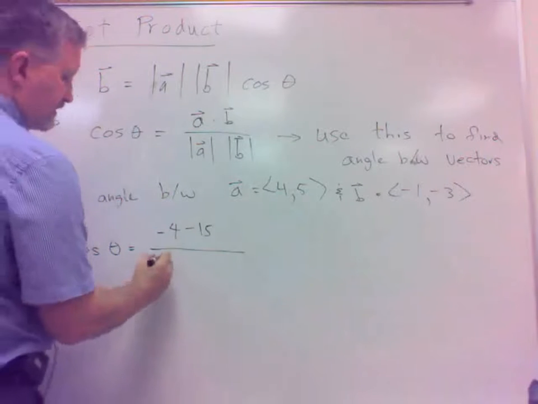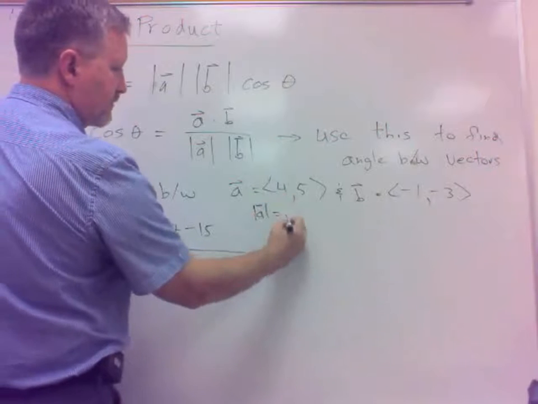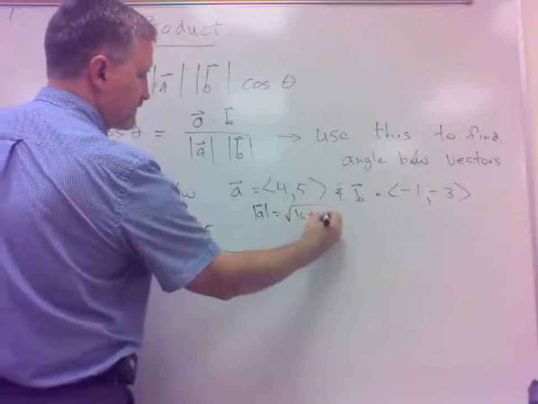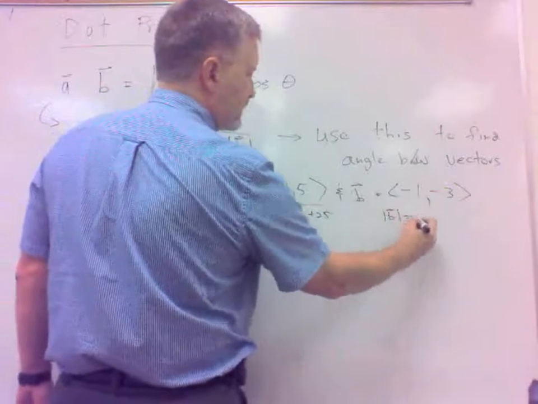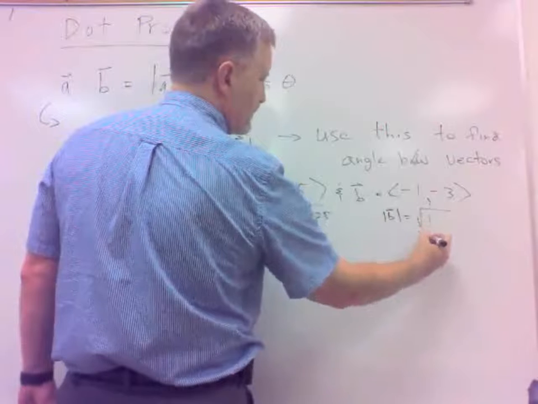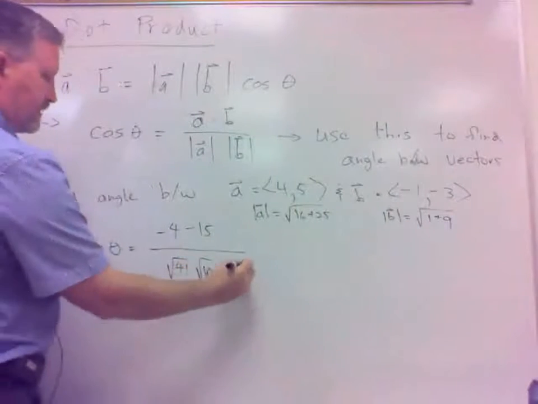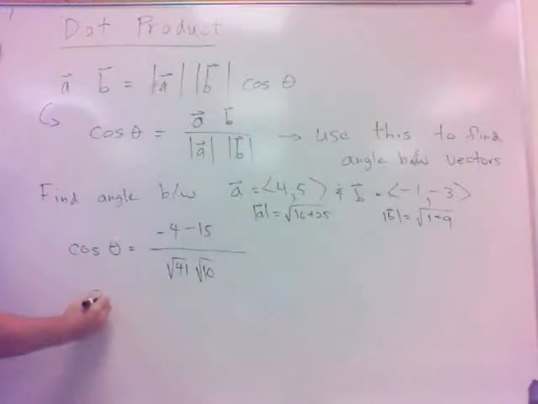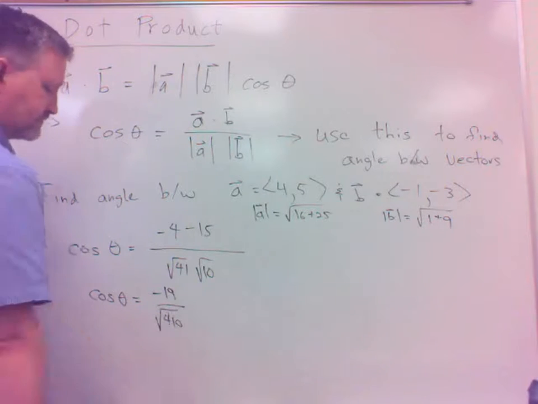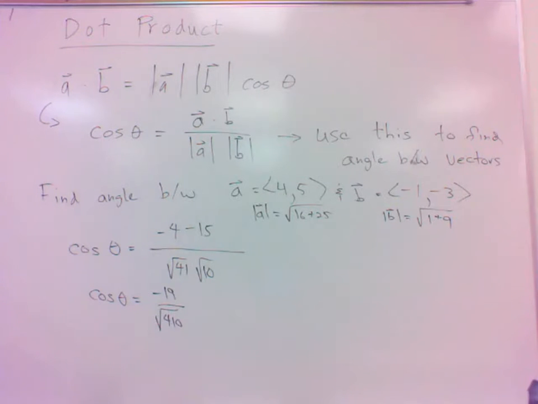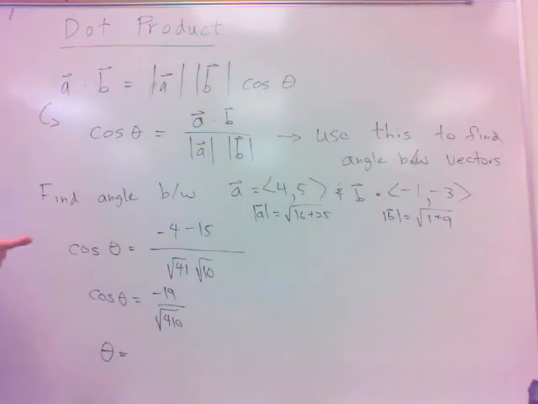Combine those. All right, then the magnitude of A is the square root of 16 plus 25, square root of 41. The magnitude of B would be the square root of -1 squared plus -3 squared, square root of 10. So that puts the cosine at -19 over the square root of 410. So how are we going to get theta out of that? Well, theta is going to be our inverse cosine, right?